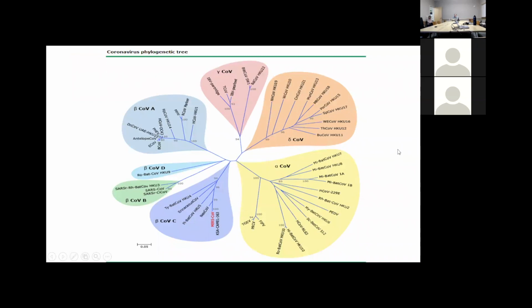Okay, and I really like this slide because this shows the coronavirus phylogenetic tree. And you can see there are multiple branches. You can see the MERS-CoV virus here, the SARS virus, and all of these other animal viruses. So the current SARS-2 virus is in this green leaf here with the SARS-1 virus.